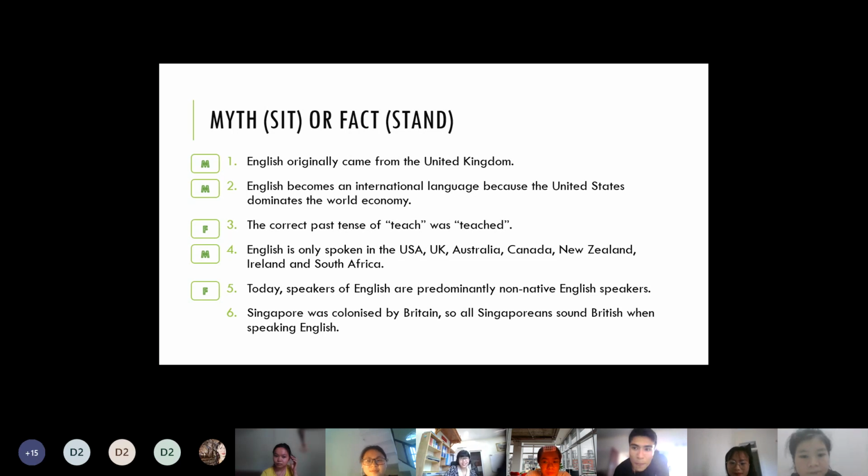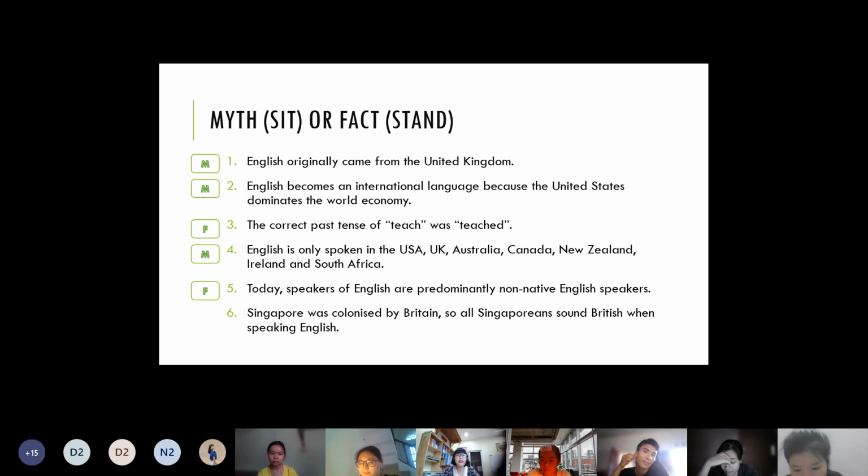So, Mai Loan. I think it's not correct. It's a myth. Because Singaporeans talk English, but not British, but Singlish. You mentioned Singlish, so it's the Singaporean accent of English, but they don't sound British, right?